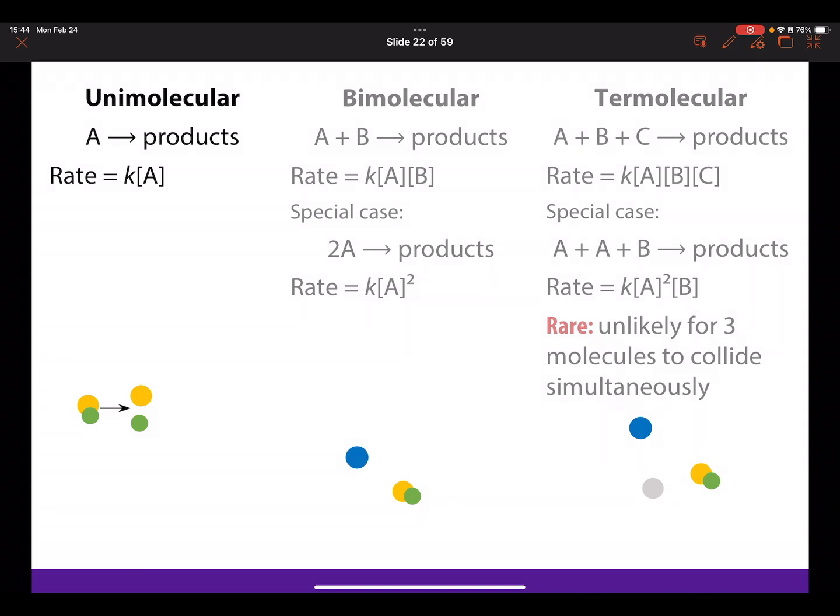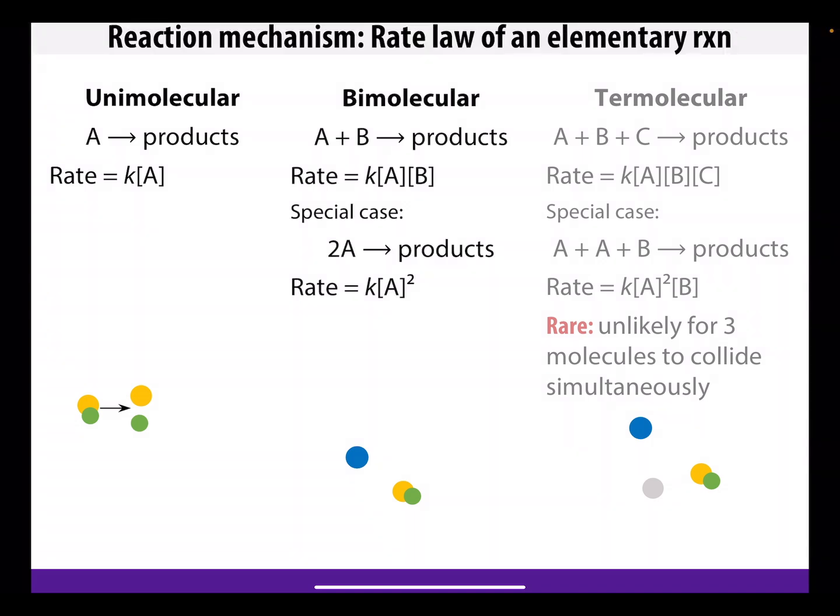For bimolecular now, if we look at that, we have something like A plus B goes to products. Again, the rate law is going to be rate is equal to K times A times B. The coefficients here are 1. There's just one of each particle colliding, so first order in each of A and B. Same thing applies if we had 2A going to products. What that really means is that we would have A colliding with A to form products.